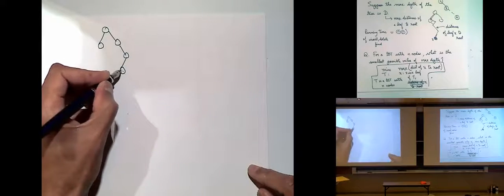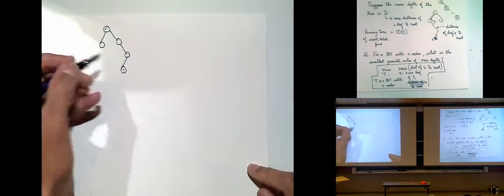Let's count the number of nodes along any path. 4, right? Because this one has a distance of 1, 2, 3, 4. Right? So for this, it's 4. Okay.